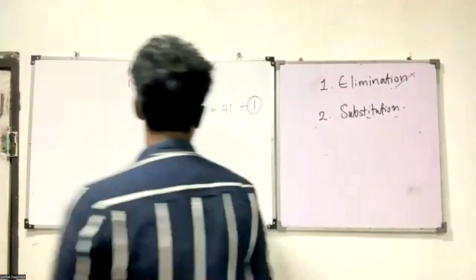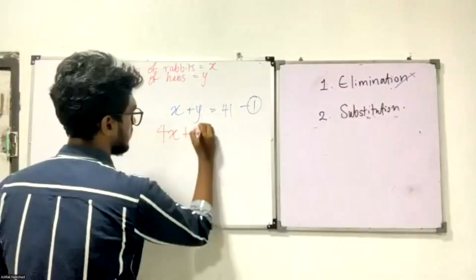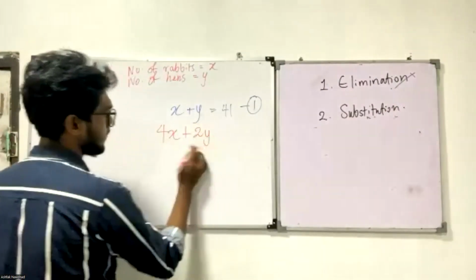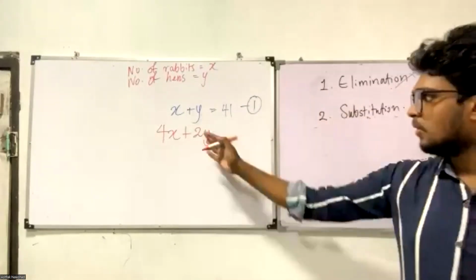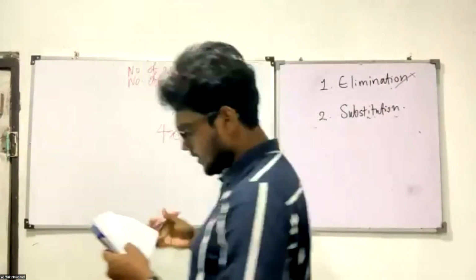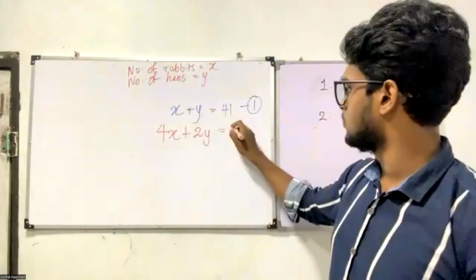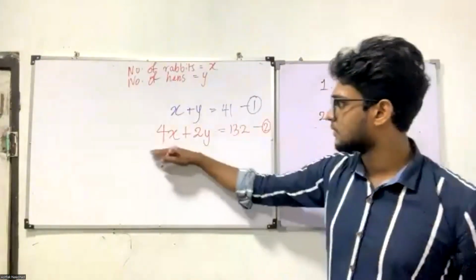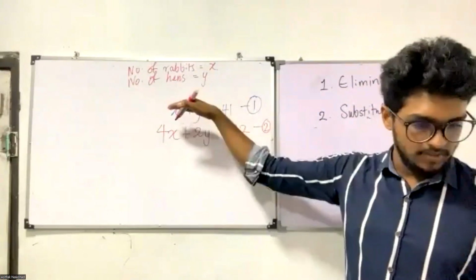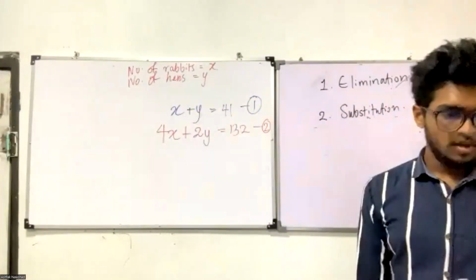And a hen has 2 legs, right? 2 legs from each hen, and there are y hens. So 2y. 4x plus 2y is how much? It is 132. Are the two equations clear? This equation is for legs and this equation is for heads. We got 2 equations.